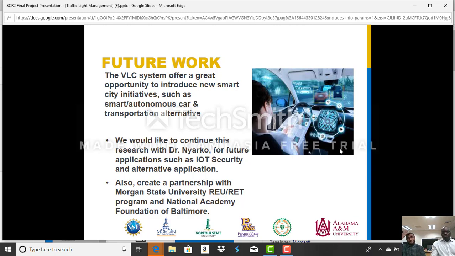And this brings me back to one of the goals that I had from the beginning. I've already talked to Dr. Nyarko regarding a long-term partnership between Morgan State, the RAU RET program, and National Academy Foundations, and I'll be writing a request soon. The intention here is to have this program continue to the high school level, whereby we'll have Morgan State University students that are in this program become mentors to high school students.